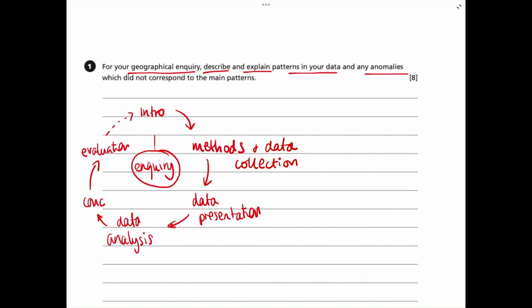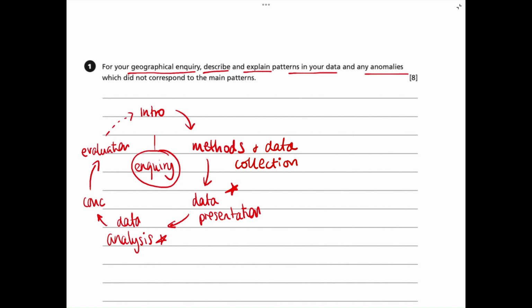Then you analyse your data. Then you come to conclusions based on your first hypothesis that you created. So did you find what you set out to achieve? And then you evaluate your inquiry. So this question here is asking us to consider these main 2 sections. So your data presentation and your data analysis.